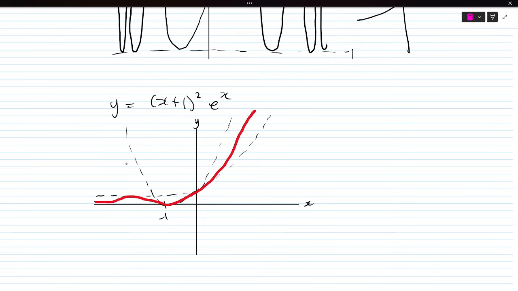Perhaps it's taller here. So something like this. Okay, that's nice. And this is y equal to e to the x, and this is y is equal to x plus 1 squared. I think this should be correct. I don't know if there is a peak here. I should differentiate just to check my suspicion of a turning point there is correct.